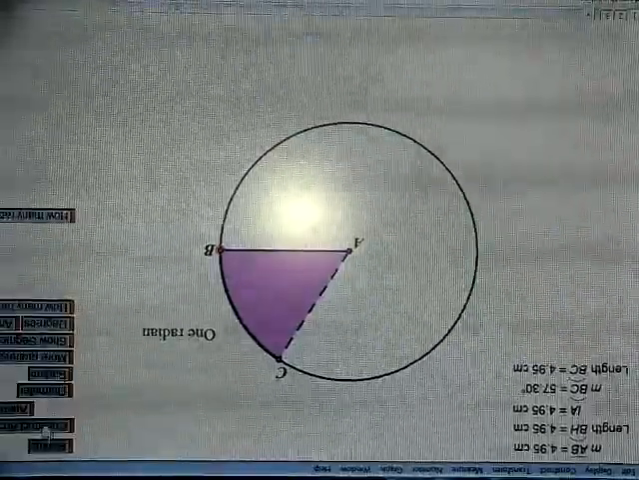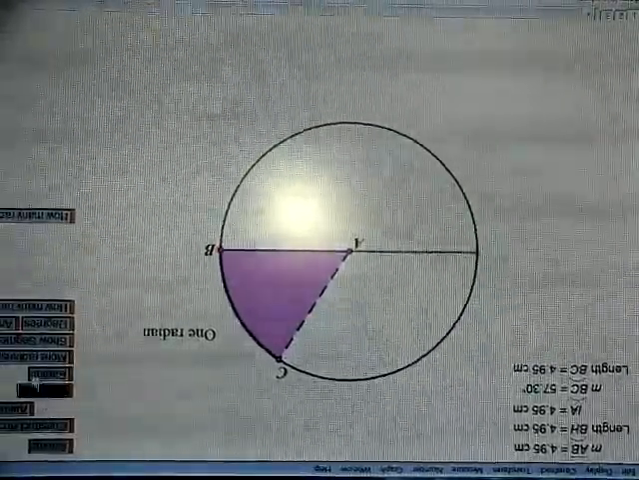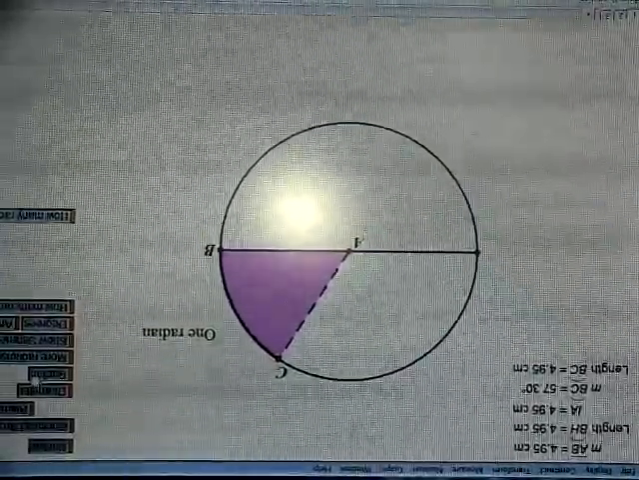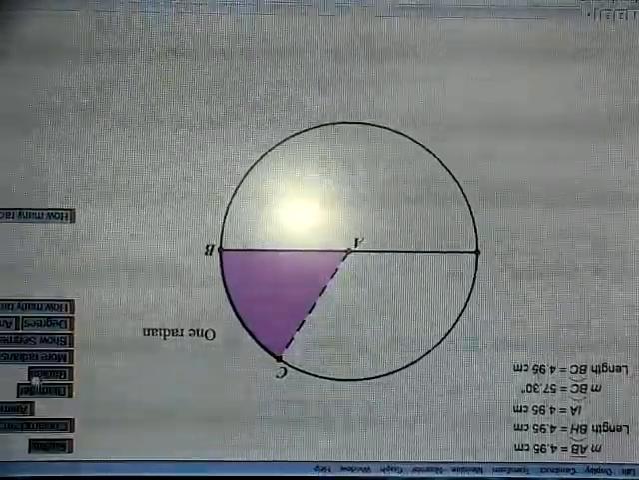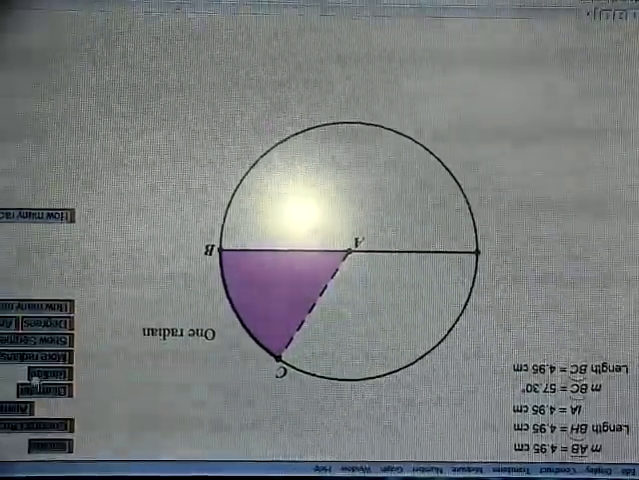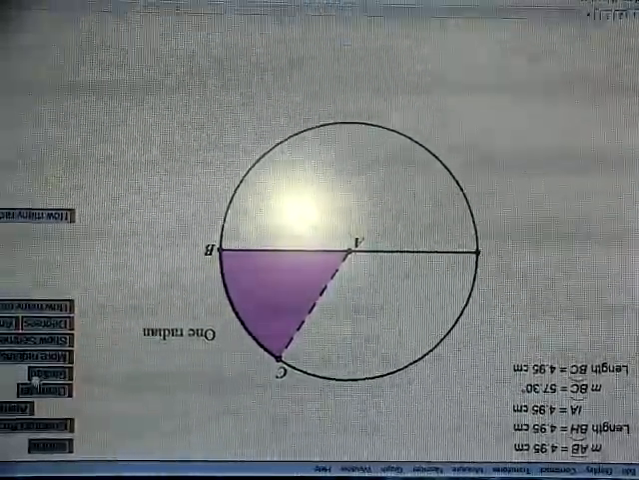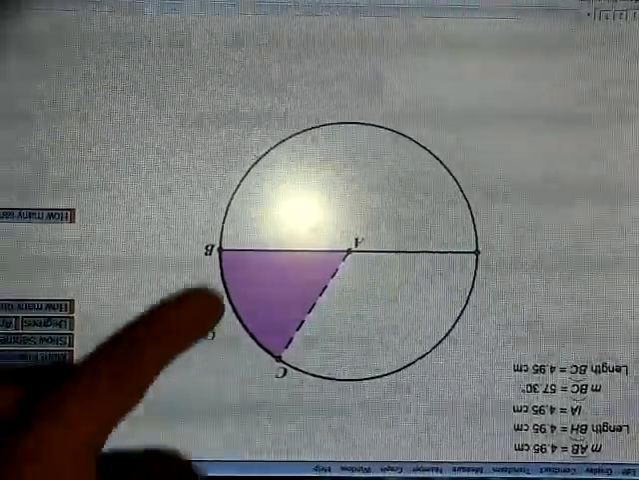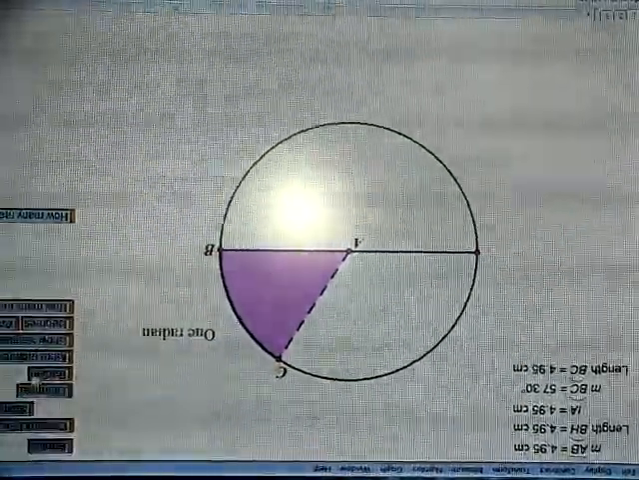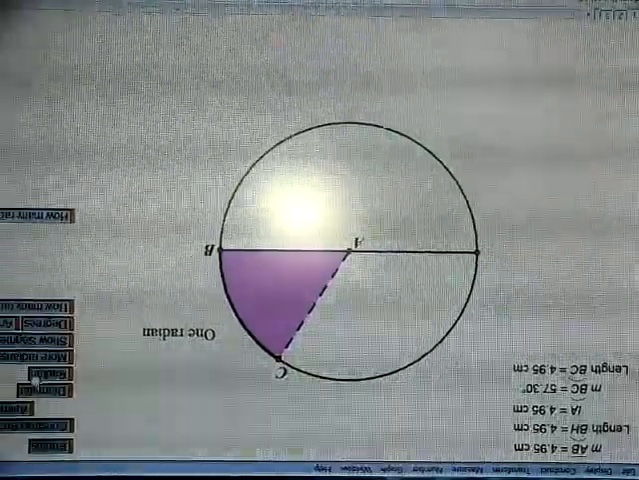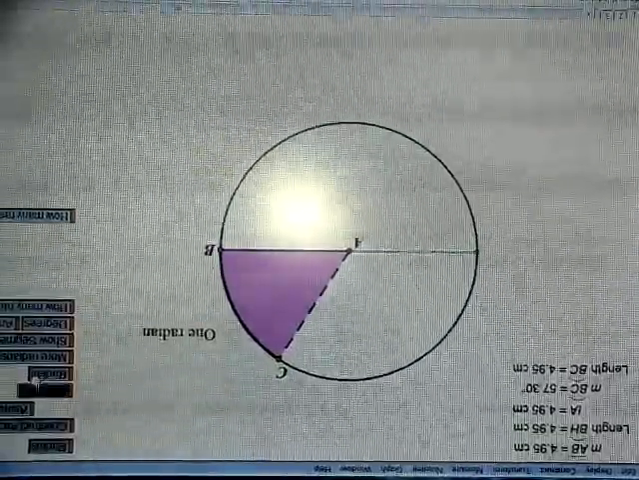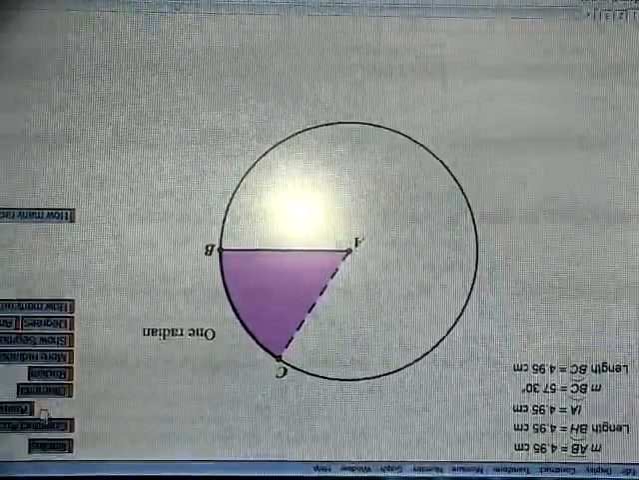Well, let's go back and think about a diameter. How many diameters fit around an entire circle? We learned in geometry class that the number of diameters that fit around a circle is the number pi, 3.14. You can fit 3 diameters around the edge of the circle plus a little bit extra. That would be the 0.14. So if there are 3.14 diameters that go around a whole circle, how many radiuses are going to fit around a whole circle?